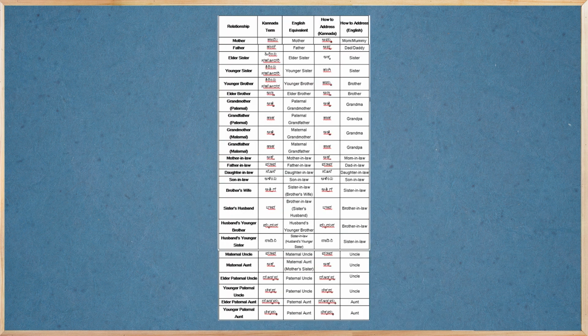Here's a comprehensive table of kinship terms in Kannada, their English equivalents, meanings, and how to address them. This table captures a broad range of relationships. Let's look at these terms in detail, one by one. Immediate family terms. Let's start with the immediate family. Let's explore these terms in detail.